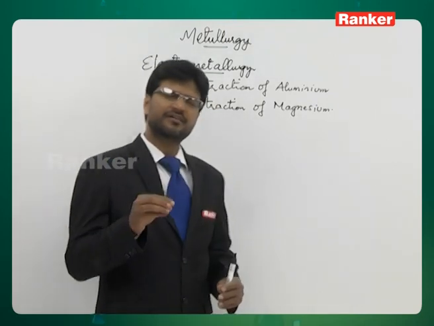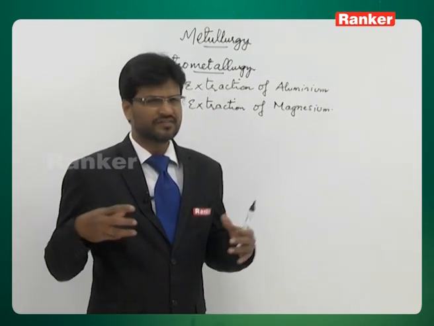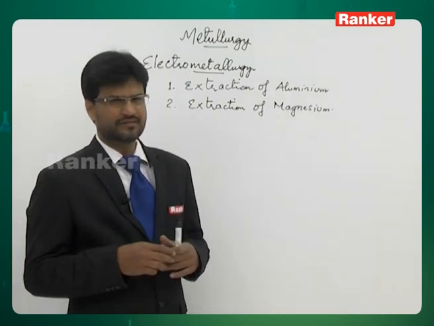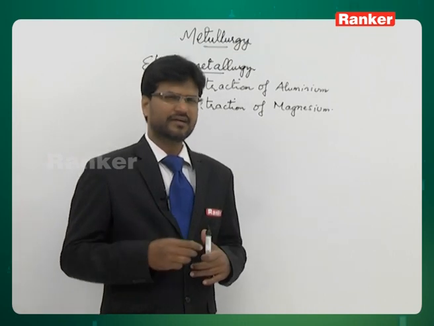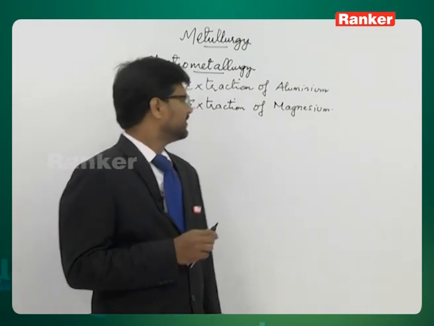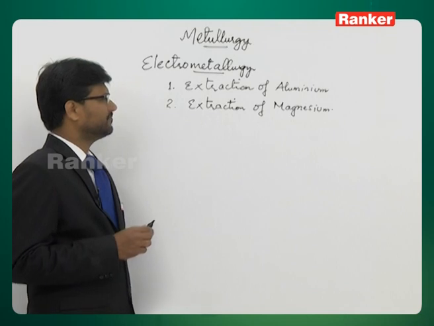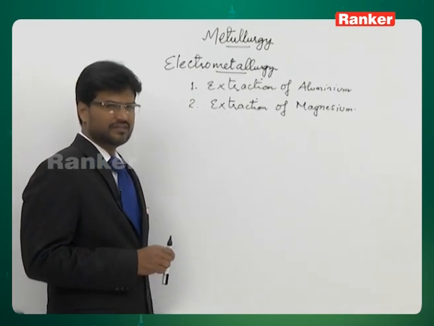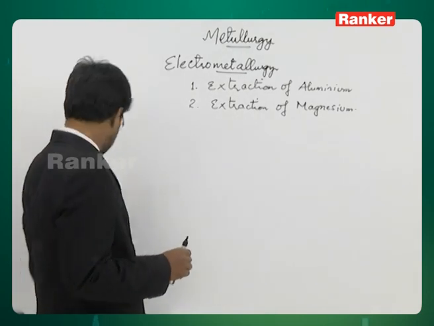Here we pass current through a molten electrolyte. We pass current through molten electrolyte and we extract the metal. The metal is formed at cathode. Let's learn electrometallurgy with the help of these two examples, extraction of aluminium and extraction of magnesium. Let's start with extraction of aluminium.